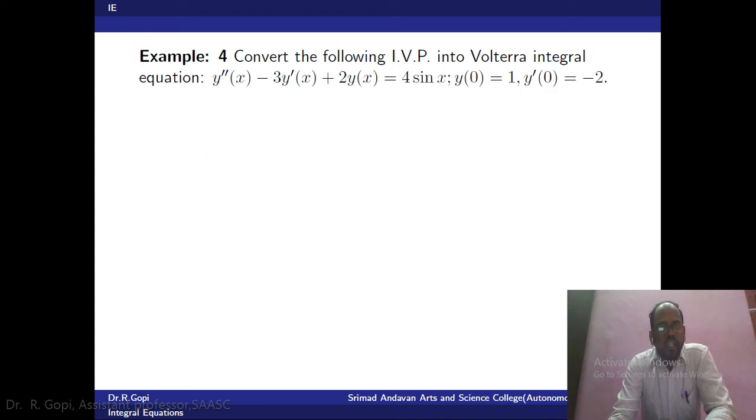Then another example: convert the following initial value problem into a Volterra integral equation. The given equation is y''(x) - 3y'(x) + 2y(x) = 4 sin x. The initial conditions are y(0) = 1 and y'(0) = -2. So the given equation is a second order non-homogeneous linear ordinary differential equation.